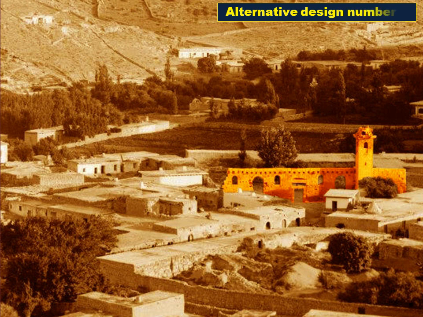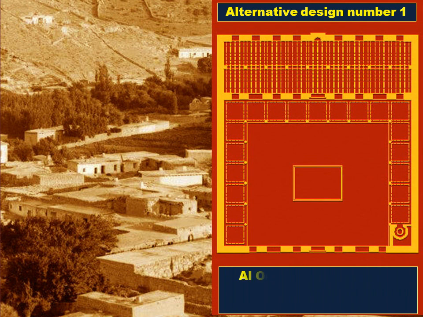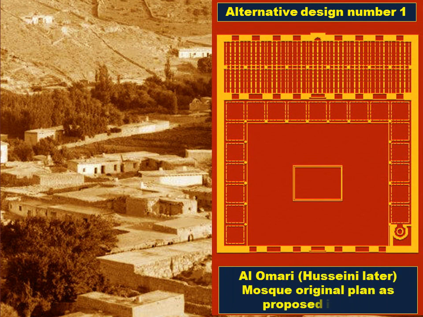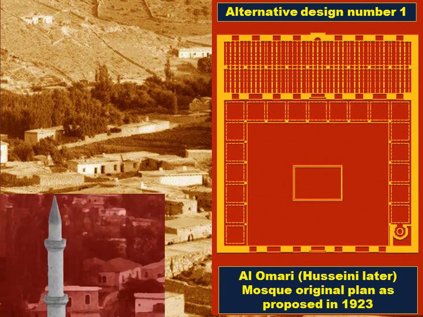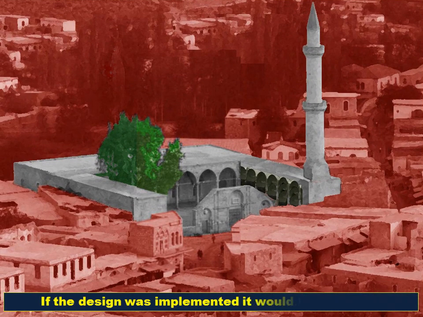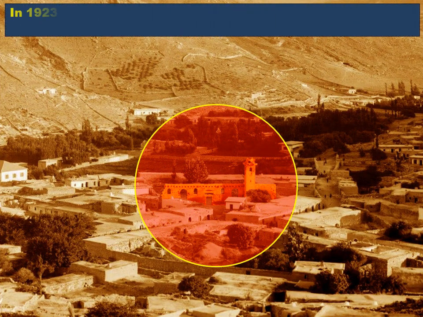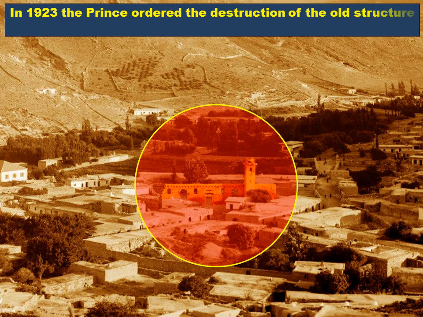Alternative design number 1. Almaani, Husseini later, mosque original plan as proposed in 1923. If the design was implemented, it would look like this. In 1923, the prince ordered the destruction of the old structure to make way for the new mosque.